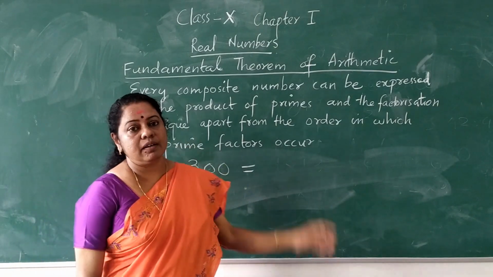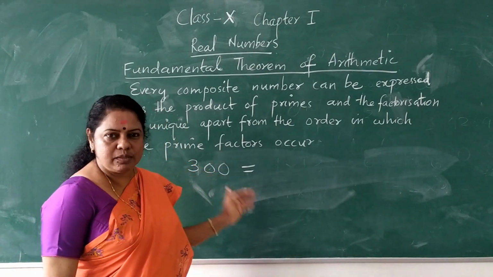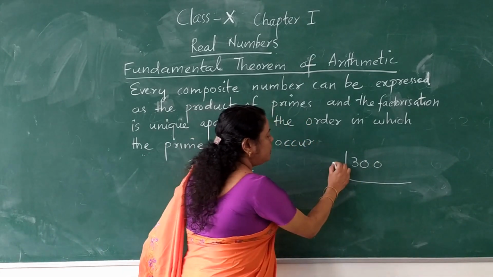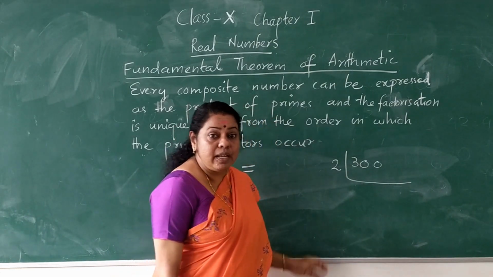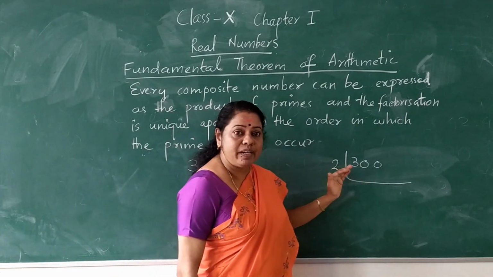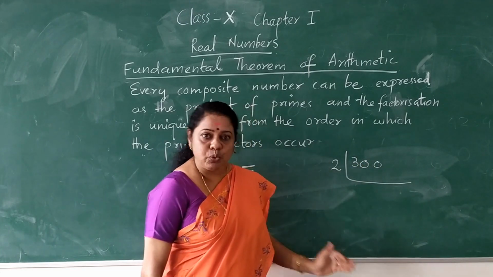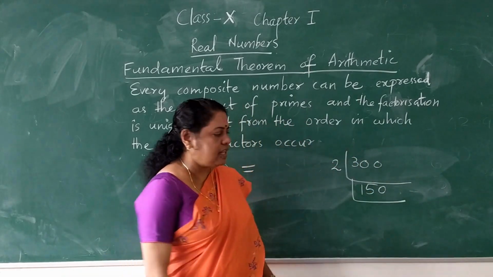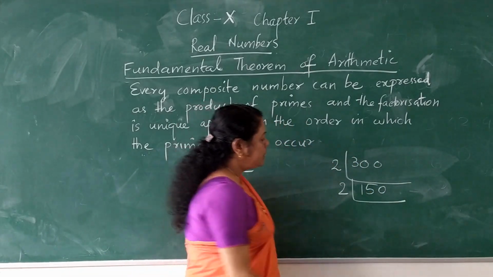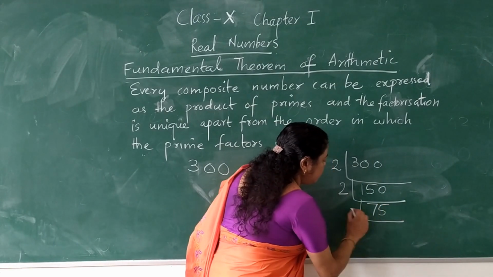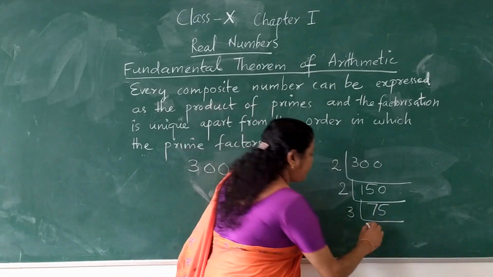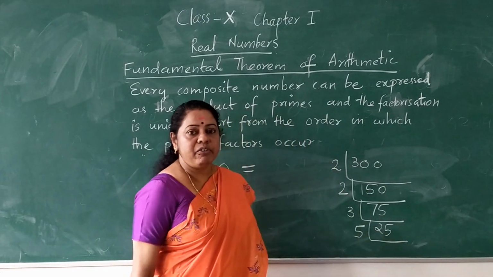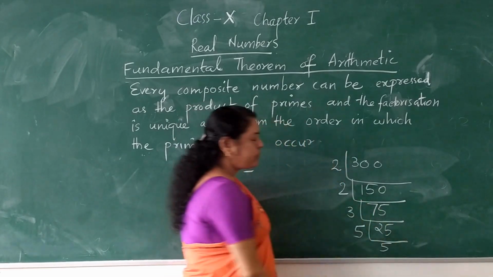Consider the number 300. Let us see its factorization. 300. We can divide it by 2. 2 is the smallest prime. First try to divide an even number by 2. So dividing by 2, we get 150. Again, it's an even number, so we can divide it by 2 to get 75. 75 divided by 3 gives 25. Again, the next step, it is divisible by 5. So 5 into 5. Okay.